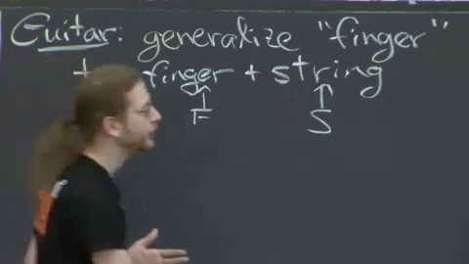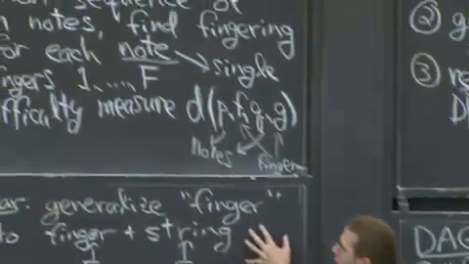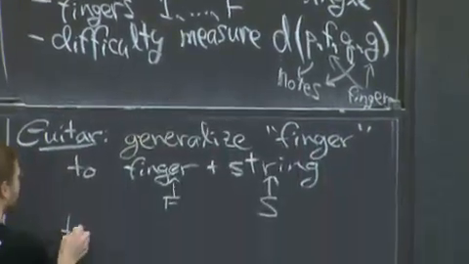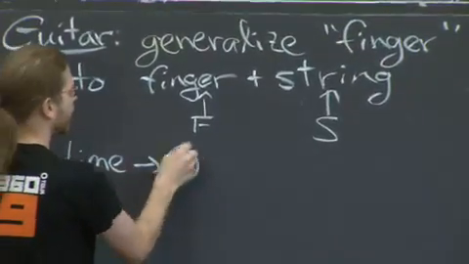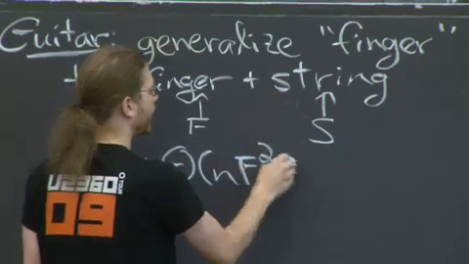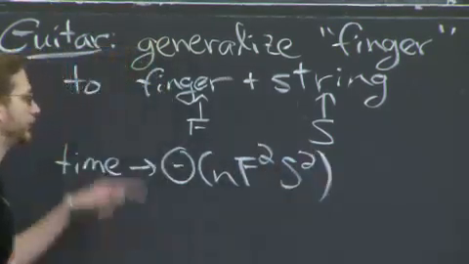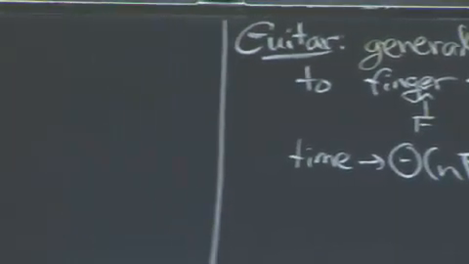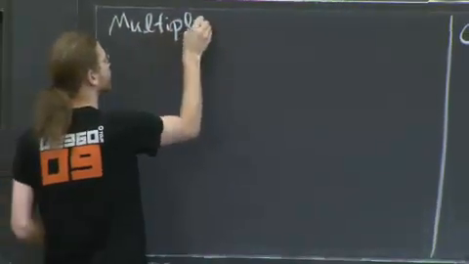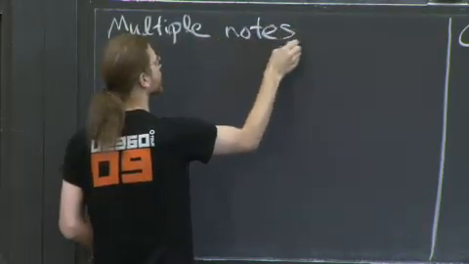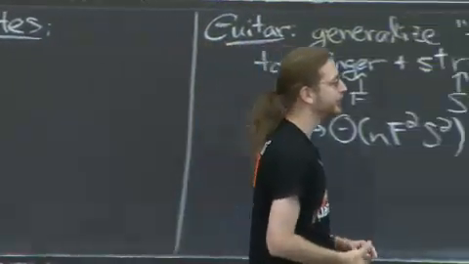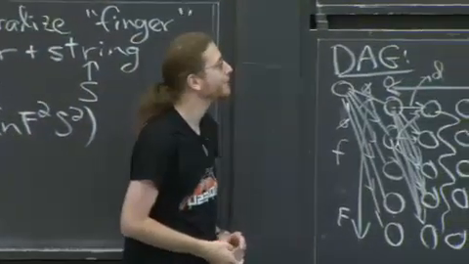And then you can still define a difficulty measure like this for this setup, depending both on the finger and the string. And then the running time grows slightly. It's now n times F squared S squared, because now I have to take the product of F and S. OK, so that's the first thing. But then if I want to do multiple notes, well, you can kind of imagine it's a similar type of deal. It's going to get harder, though.